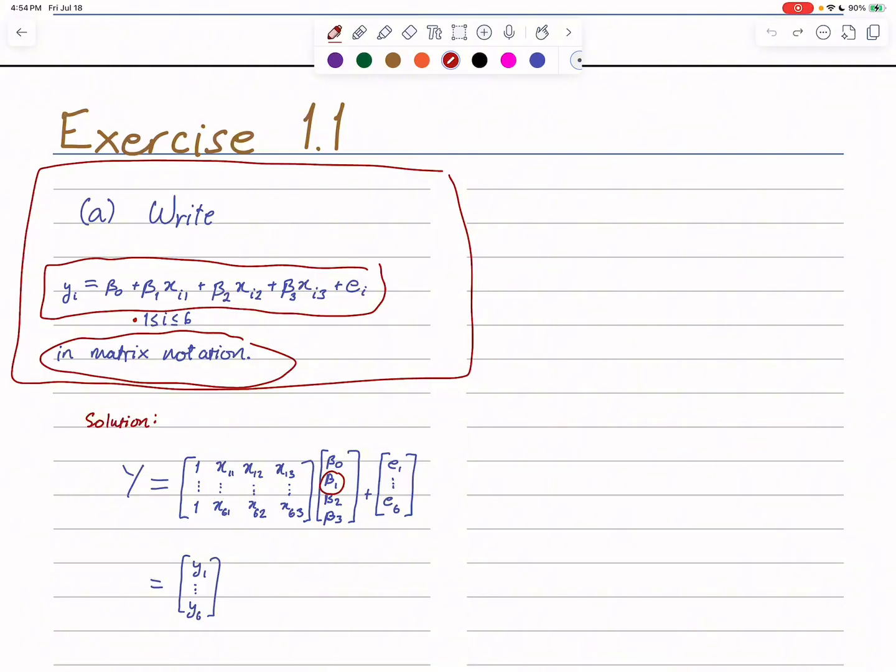So hopefully this is clear: I put this column of x's so that I get various x's for each of these different equations, but the beta 1 is constant, so I put the beta 1 over here. And this row of the coefficient vector is going to line up and get multiplied with this column of the design matrix.